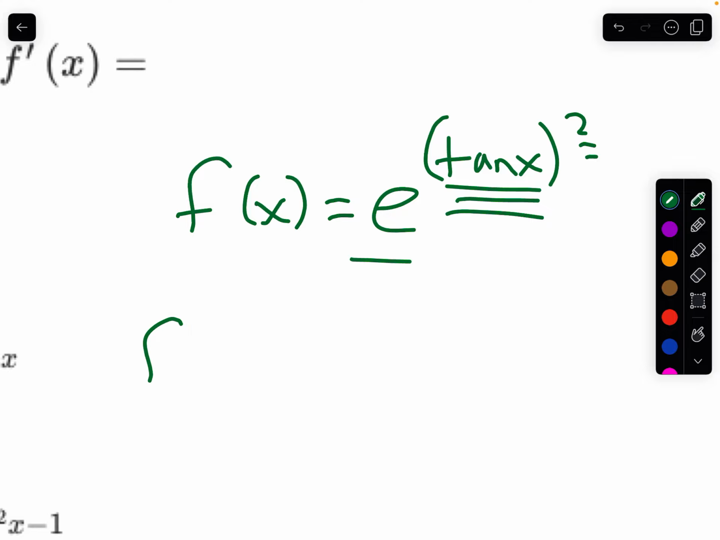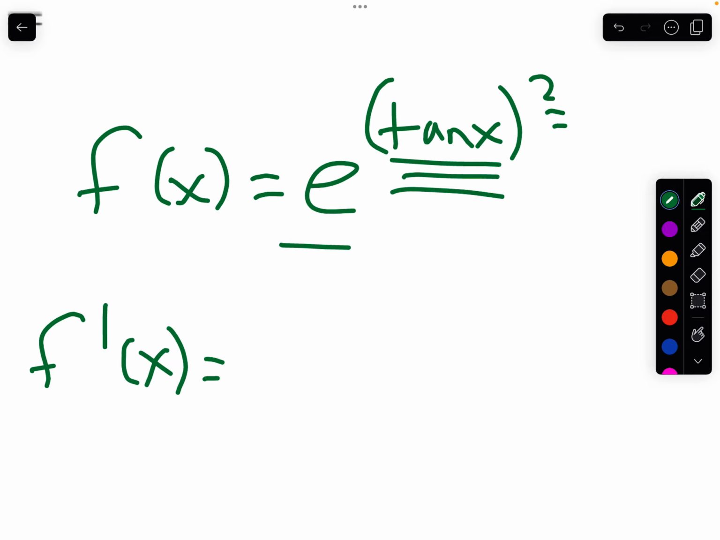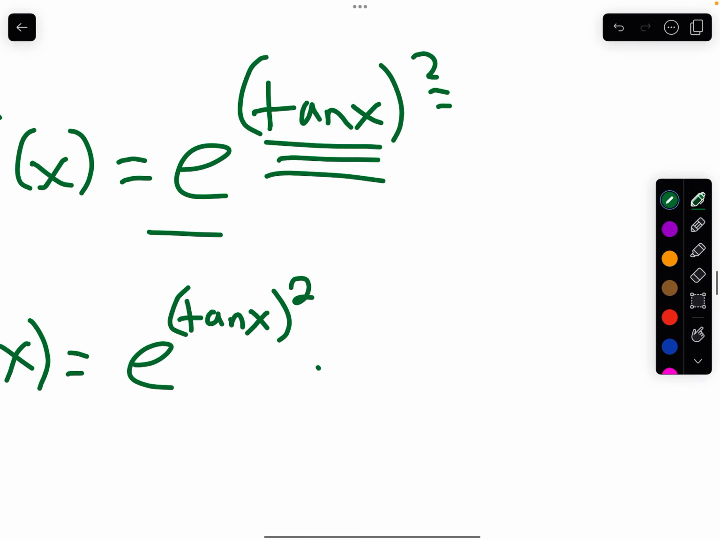So here goes. F prime of x is equal to derivative of the outside, that's e to a power. Well, our derivative rule for e to a power is to keep e to that power, but then multiply by the derivative of that power. And that's where the next part of the chain rule is coming in.